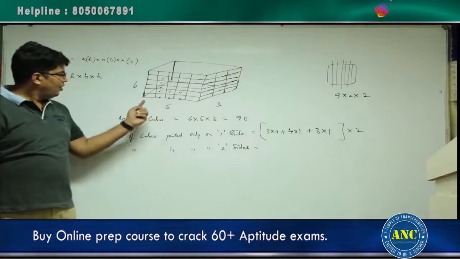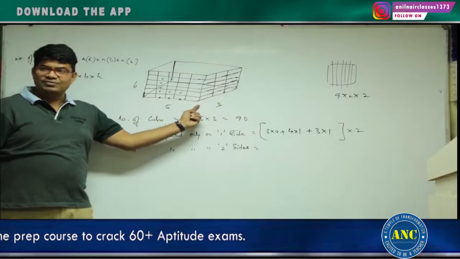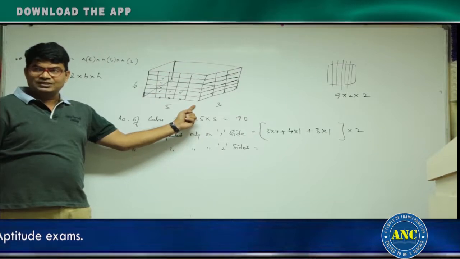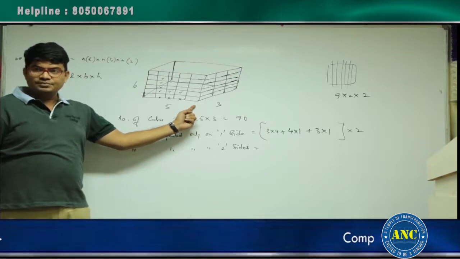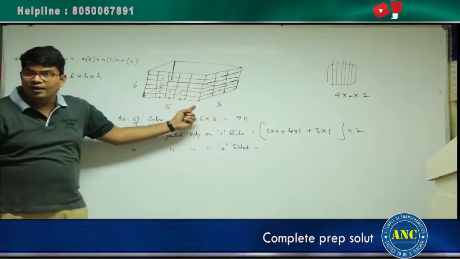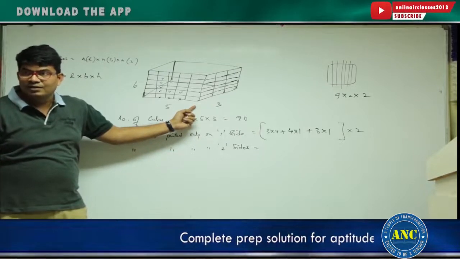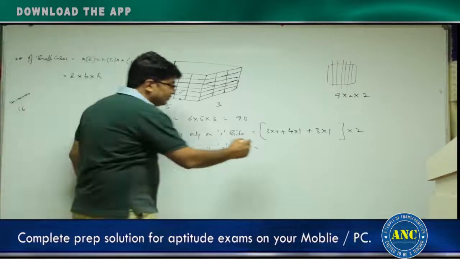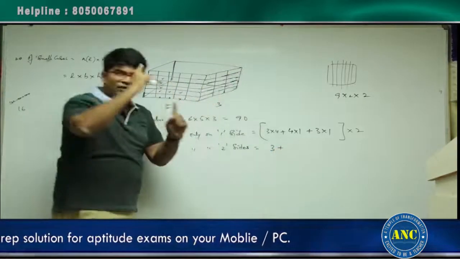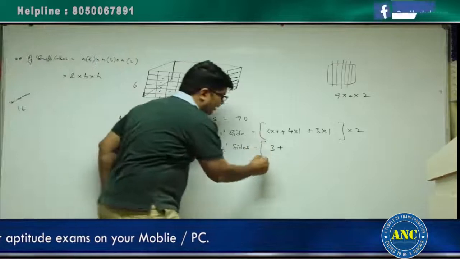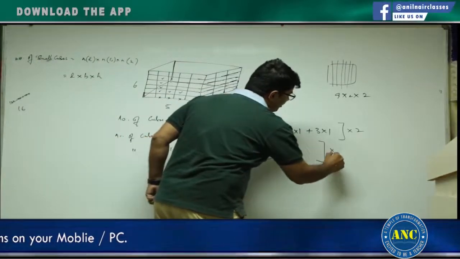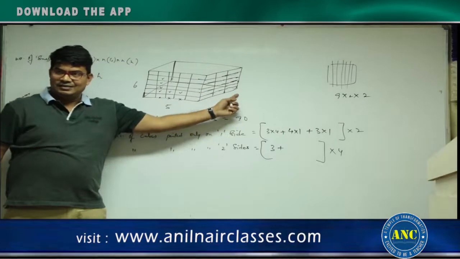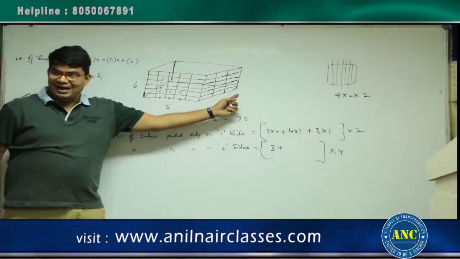So basically, on the length side, how many will you have? Because there are 5, how many such cubes will you have? 3. It will be 3. There's no multiplication here, it's only 3. So 3 on the length side will multiply with 4, don't worry. We'll multiply that with 4. Now on the breadth, only 1.